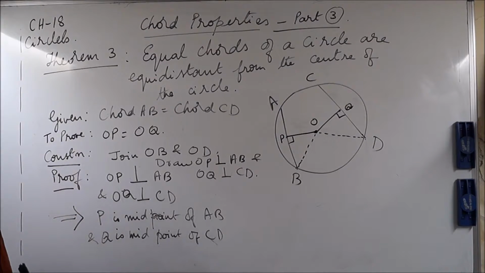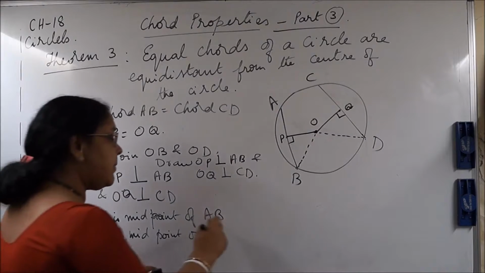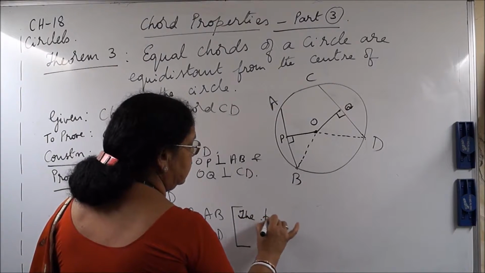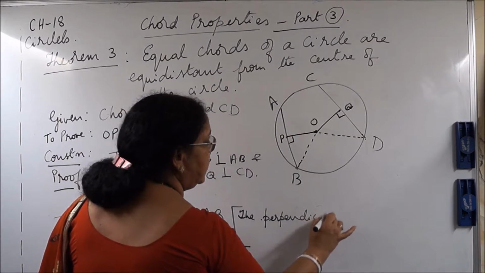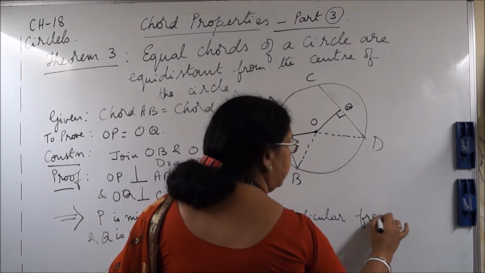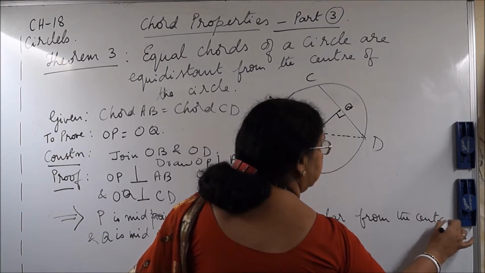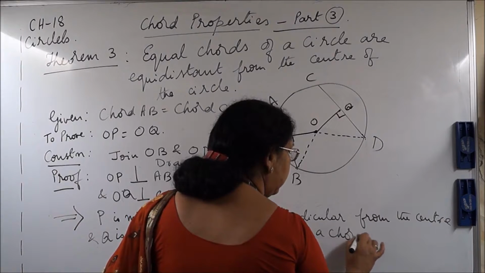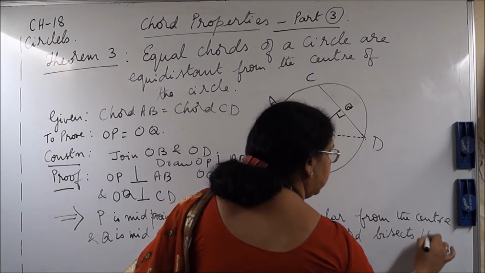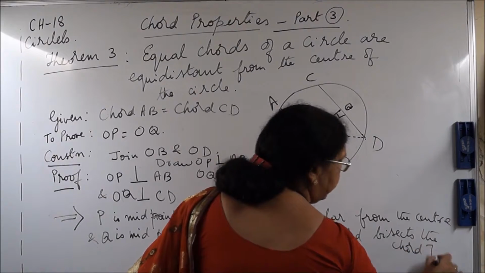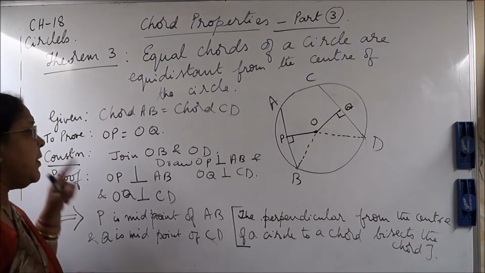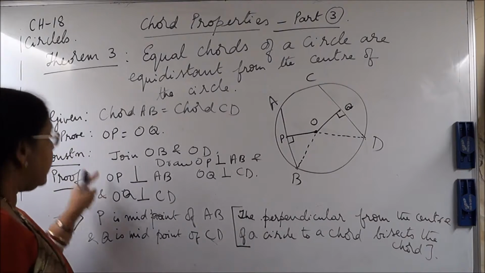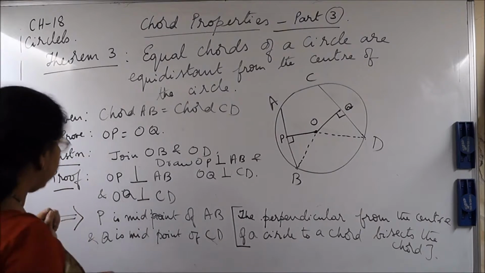Now how did we conclude this? From our knowledge of our previous theorem. And what is the previous theorem statement? It states the perpendicular from the center of a circle to a chord bisects the chord. Okay, you remember this? We have learned it in our previous parts. So according to this theorem only, we are able to conclude that P is midpoint of AB and Q is midpoint of CD. Why? Because OP is perpendicular to AB and OQ is perpendicular to CD.